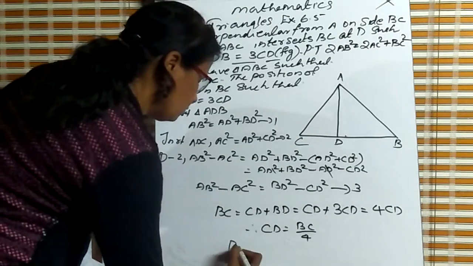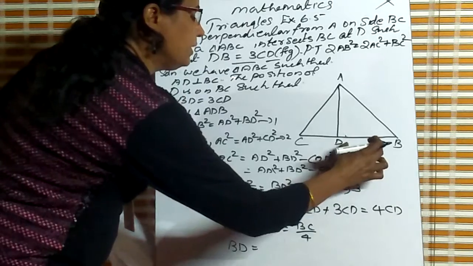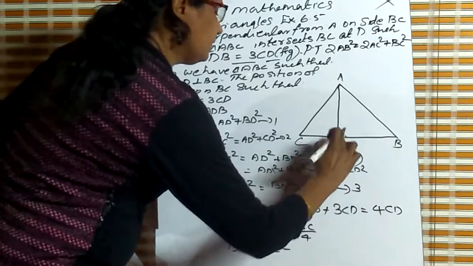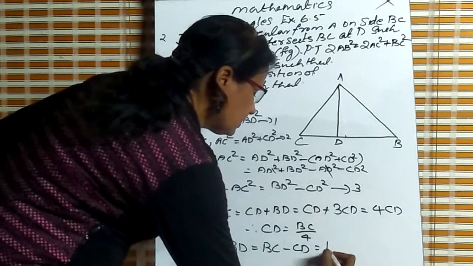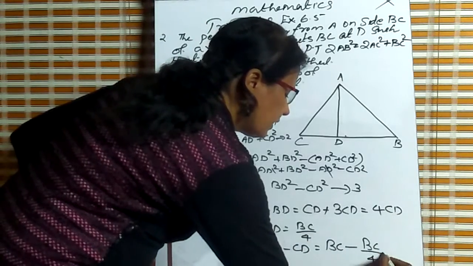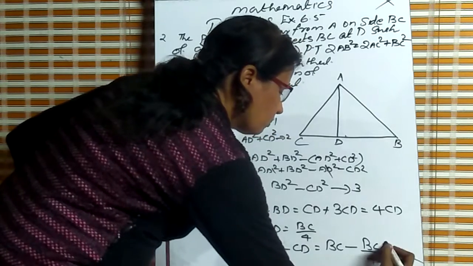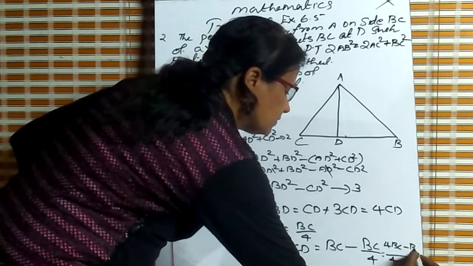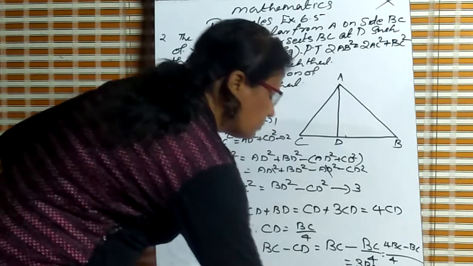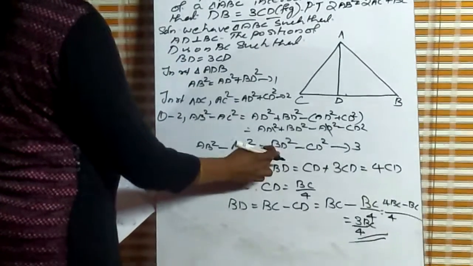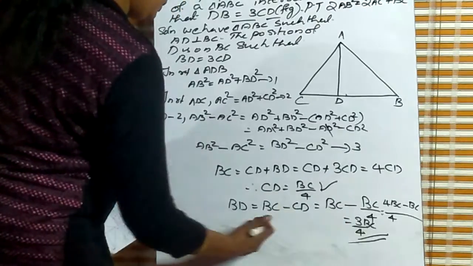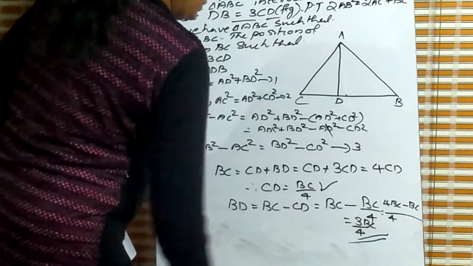BD is equal to BC minus CD. BC minus CD is BC by 4. Take LCM 4: 4 BC minus BC upon 4 is equal to 3 by 4 BC, or 3 BC by 4, is BD. So we find BD and CD. CD is BC by 4 and BD is 3 by 4 BC.